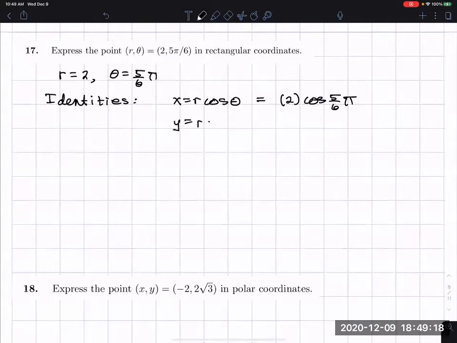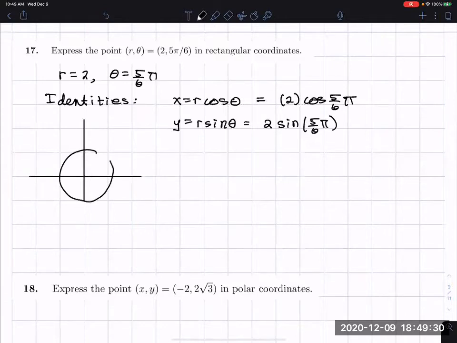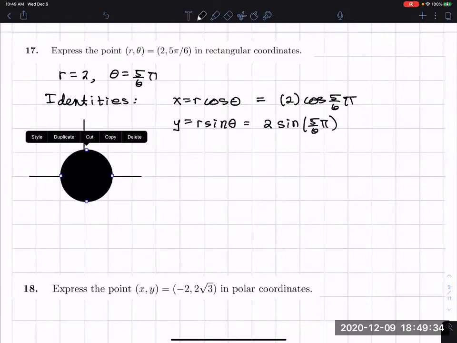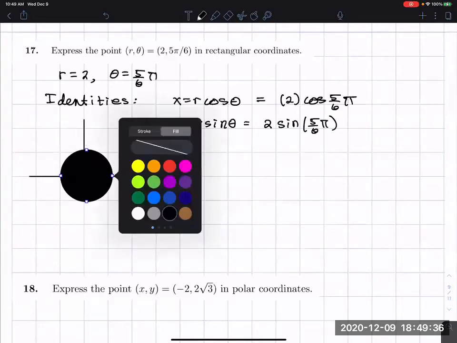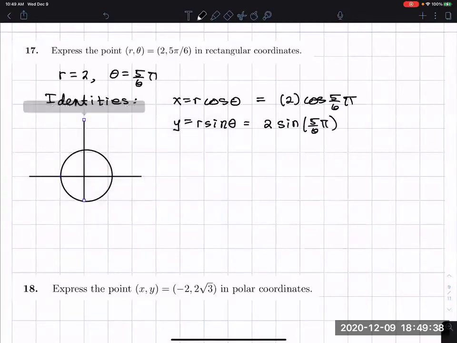y is equal to r sine theta. And so that's going to give us 2 sine 5/6 pi. Briefly, or not, but I think it could help a lot, I will try to figure out where 5/6 pi is. So let's see, here's pi, and I can write that as 6/6 pi.